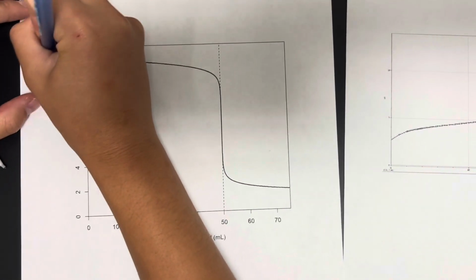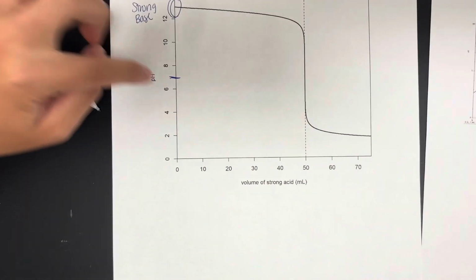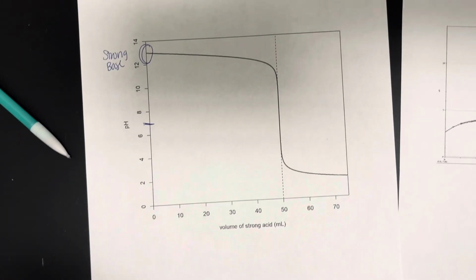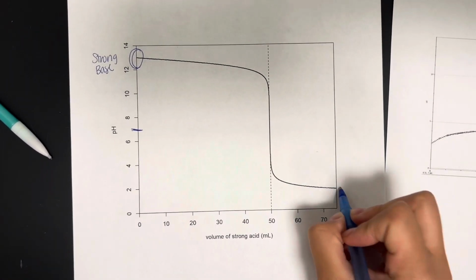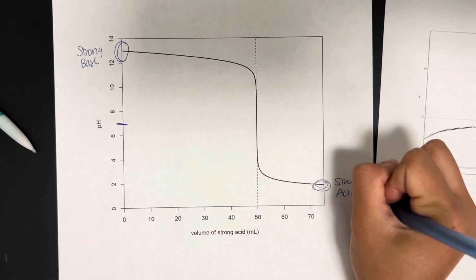This is a strong base because its pH is so much greater than 7, which is neutral right here. Now, we can see that the ending pH is approximately 2. So this is a strong acid because it has a very low pH.